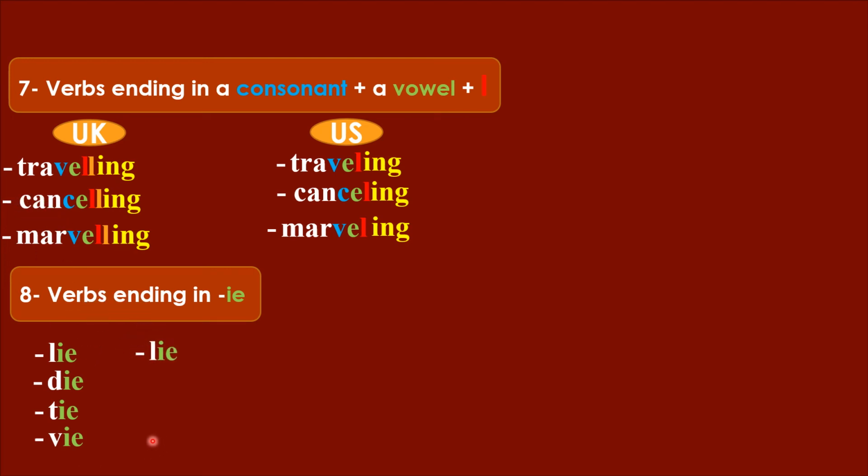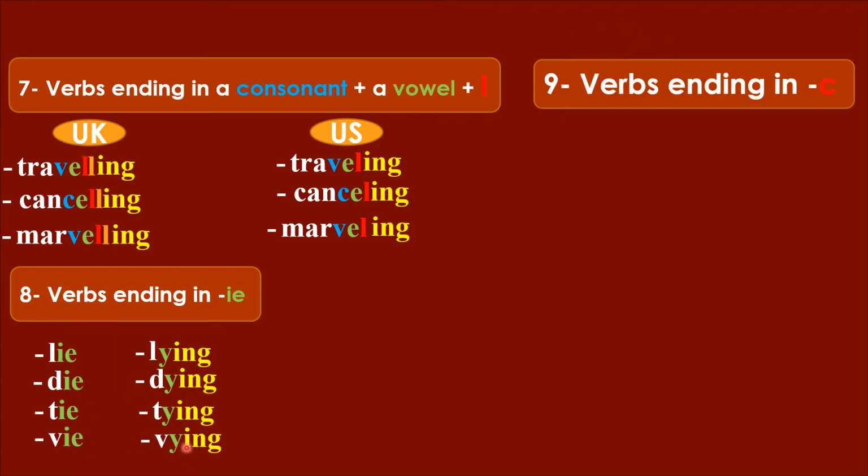What we do in this case, look at what happens. I'm going to remove the IE and add YING. Okay? So look at die, for example. I'm going to remove the IE and add YING, and also look at tie. Remove the IE and add YING, and also vie, the same thing. Okay, let's move to another rule.